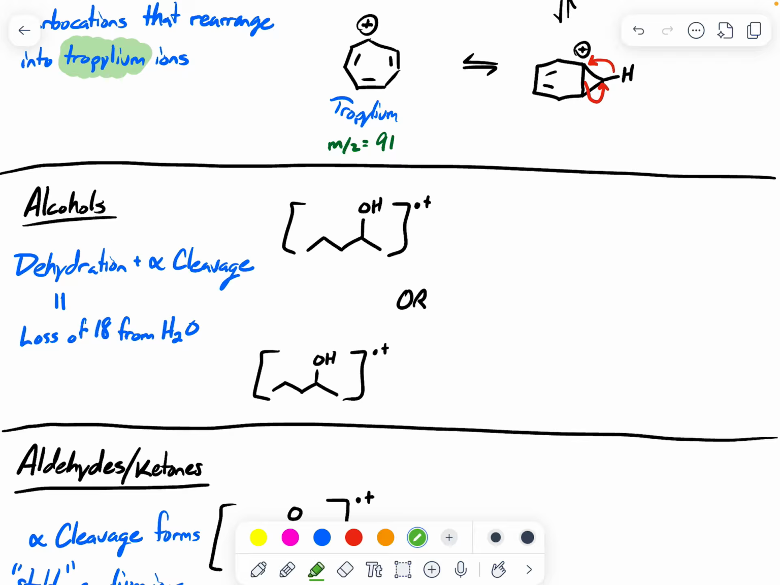The first common one is that of dehydration. What dehydration is exactly what it sounds like. We're losing water, and so this results in a loss of 18 from our molecular ion peak. So take, for example, the molecule up here.